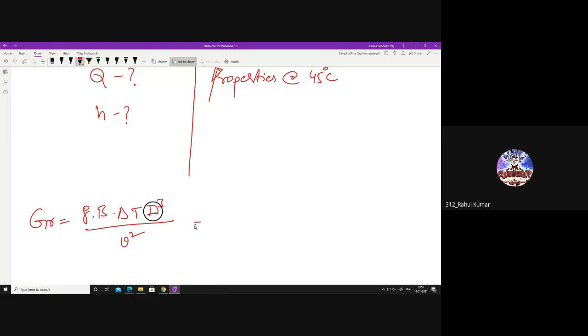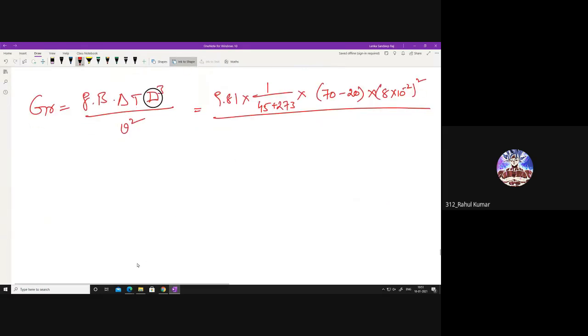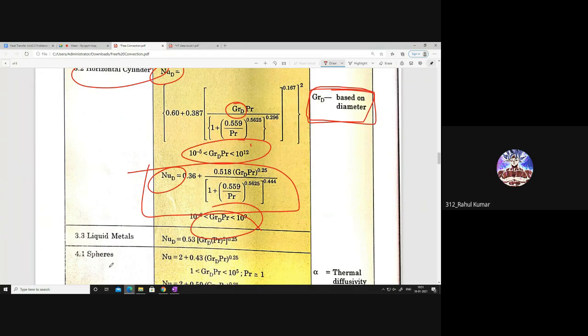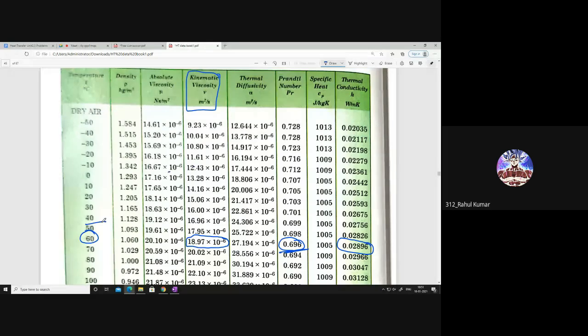So that is equal to: the g value is 9.81, and beta is 1 by T_f, 1 by 45 plus 273. T wall is what is given in the problem, 70, and T infinity is 20. And the D value is 8 centimeters, 8 into 10 to the power of minus 2, whole square by nu square, which you have to get from the data book. For getting nu, you actually have to do interpolation.